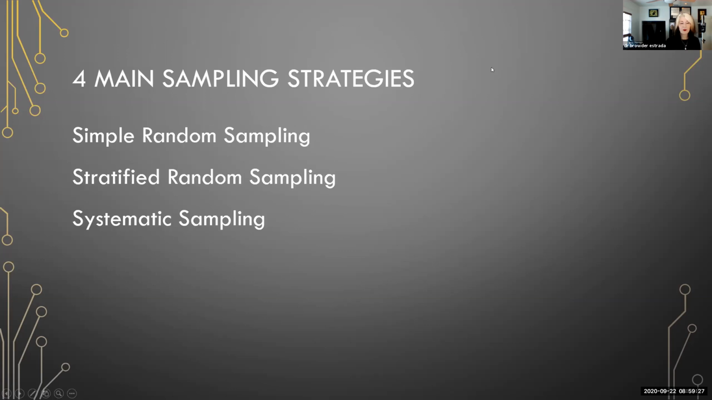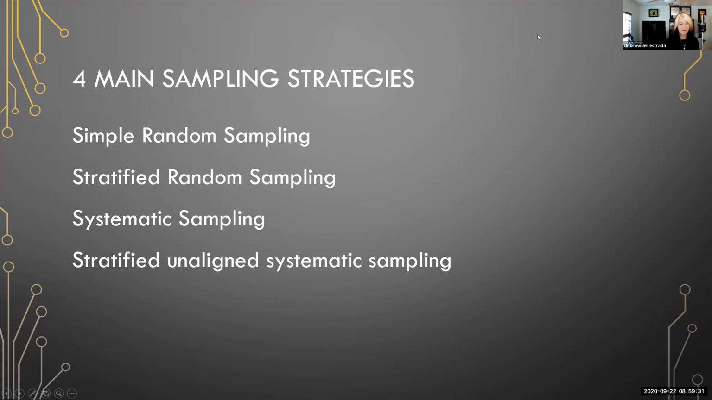just the titles before we start with a little sketch. Simple random, stratified random, systematic sampling, and stratified unaligned systematic sampling.